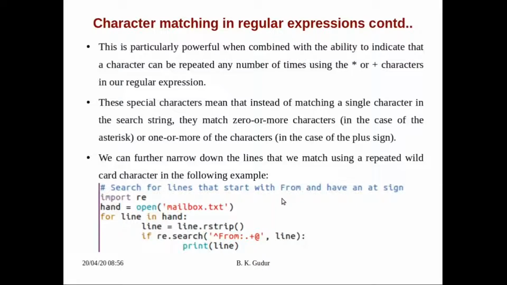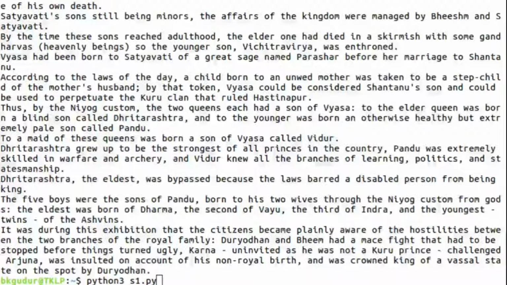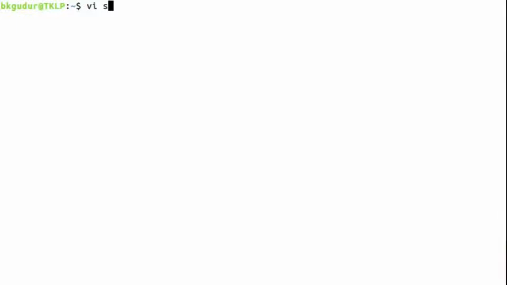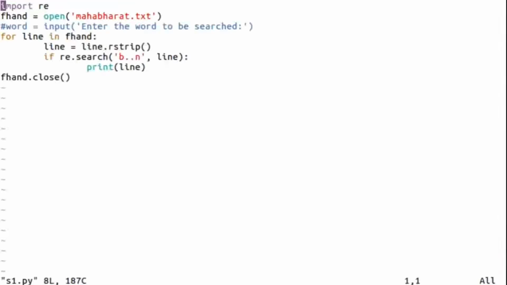What I do, I am going to take up the same program and I'll change it. Here, s1.py, so the same program. Instead of mahabharata.txt, here I am going to take the file that contains @. Say I take mailbox.txt. So once I open that, we'll search for those lines which contain From at the beginning. One thing is the line should contain From at the beginning. So caret indicates it should contain From at the beginning.